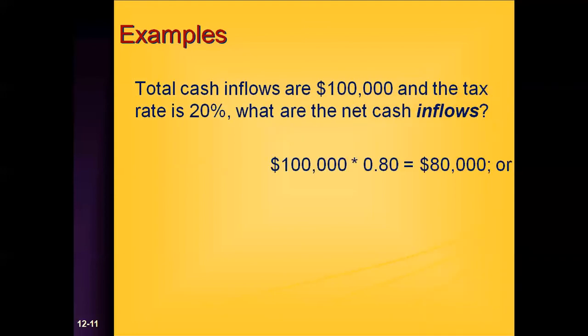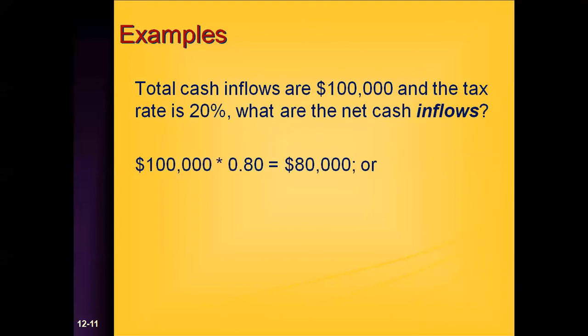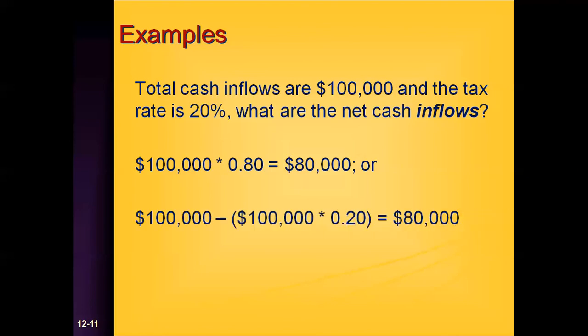Okay, so what's the math involved here? Not very complicated. You've applied the formula here. It's a 20% tax rate. So your calculation is 100,000 times 0.8 or $80,000. Very straightforward math. Okay, so we've talked about cash inflows.